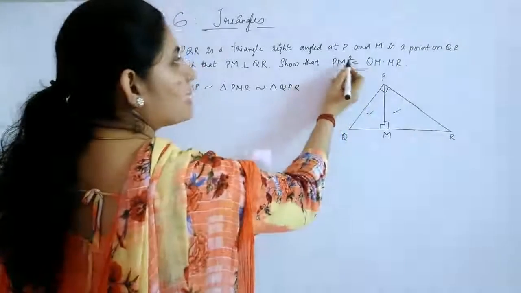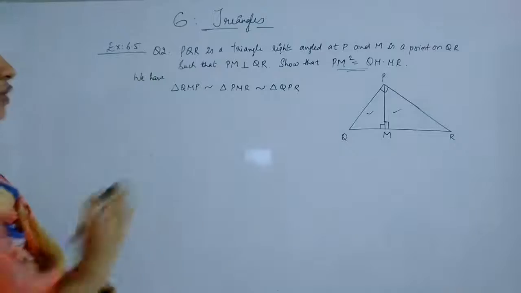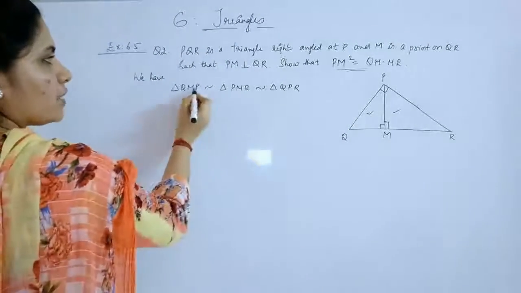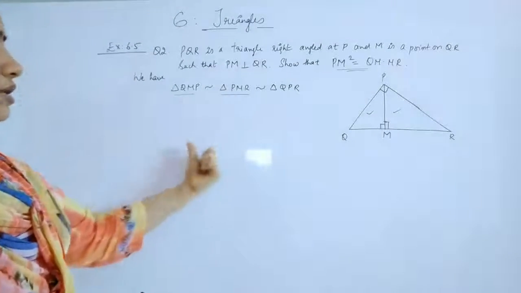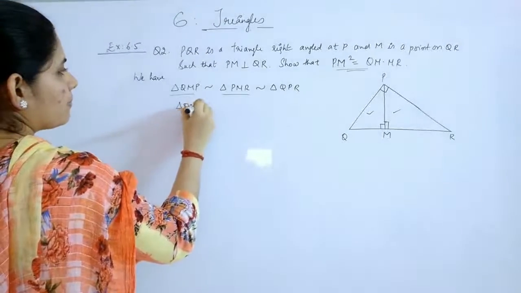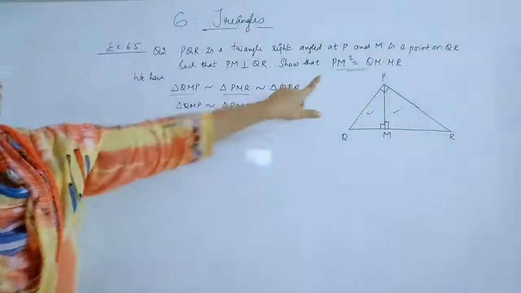In the question you have PM square, that means twice you should get that PM concept. For that, which two triangles do we have to take as similar? Those where you have that PM in both the triangles. Okay, those two triangles you have to take. So from triangle QMP similar to triangle PMR, we will reach this point.